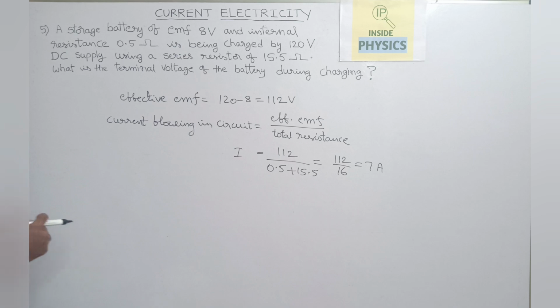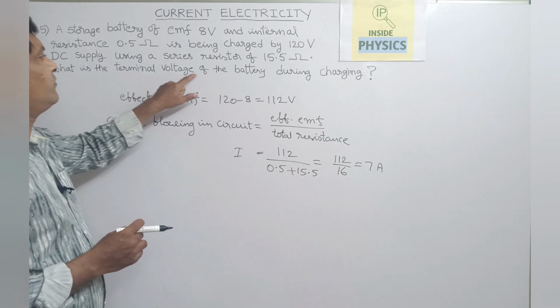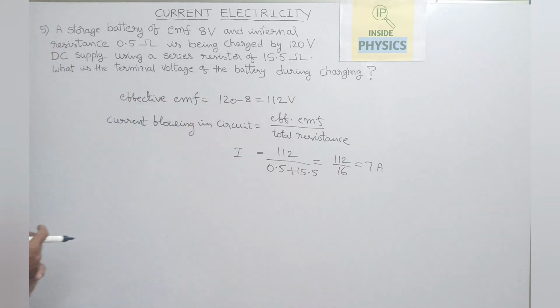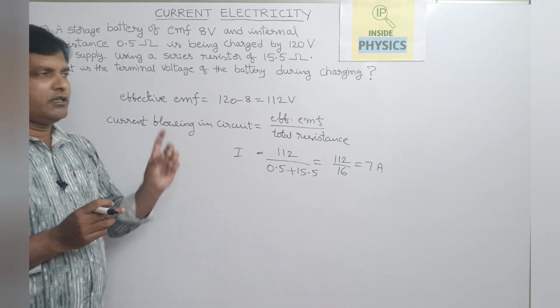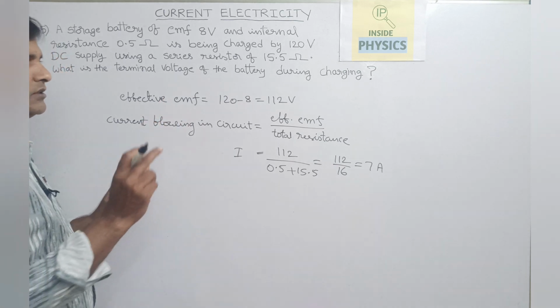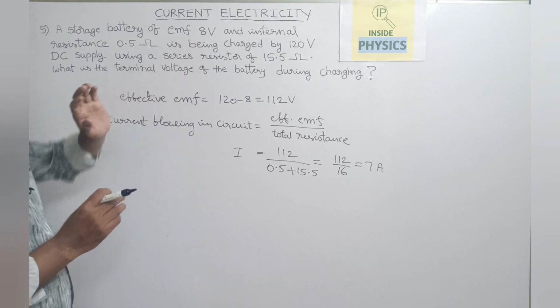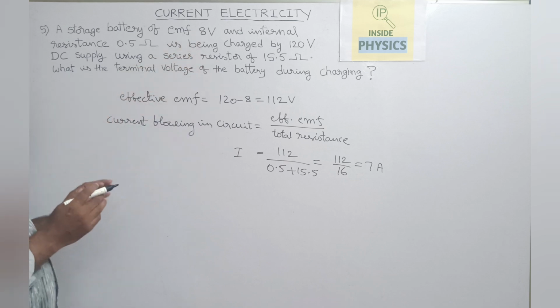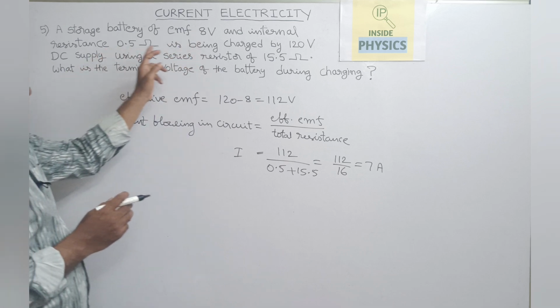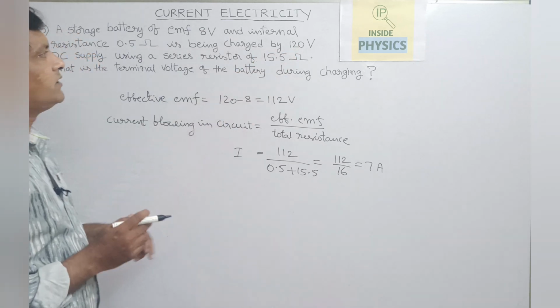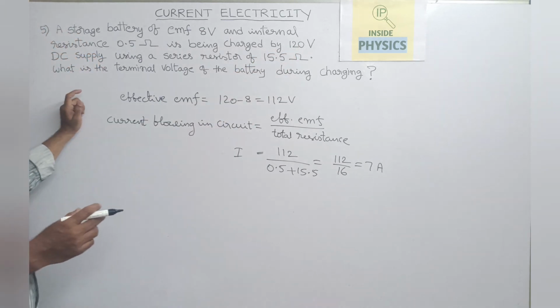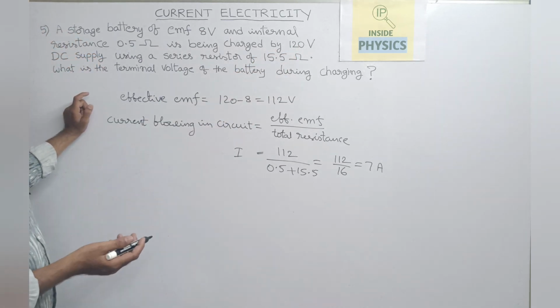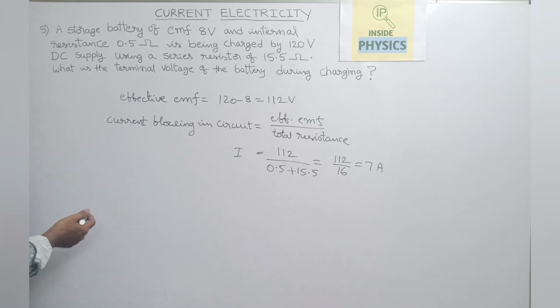Now what is the question here? What is the terminal voltage of the battery during charging? The battery has two terminals, positive and negative, and 8 volts is the potential difference across its two terminals. While it is being charged by the 120 volts DC supply, the terminal voltage will obviously increase. So how much will it increase?